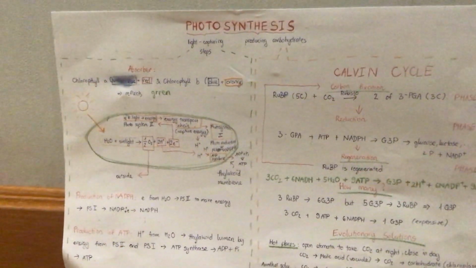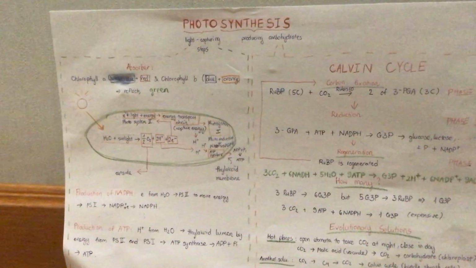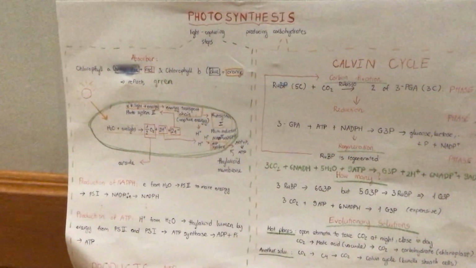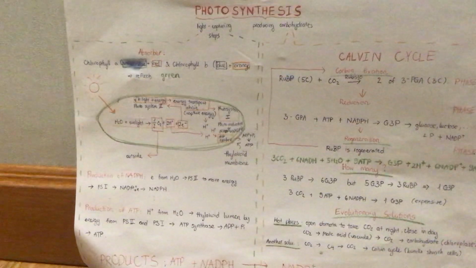photosynthesis. To start with photosynthesis, there are two stages. The first one is light capturing, and the second one is the phase of producing carbohydrates.